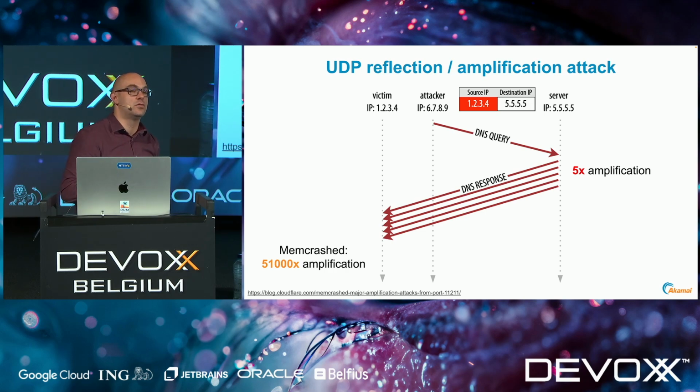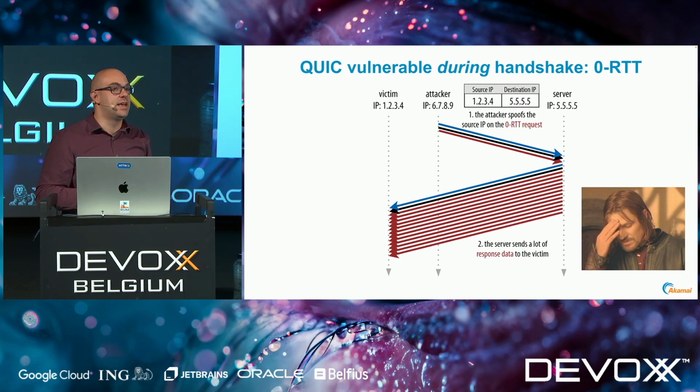Now 5 times sounds bad, but it's actually quite manageable on today's internet. But there have been cases of bugs, for example the memcrashed bug a couple of years ago, that had up to 51,000 times amplification, and that of course gets out of hand really quick, right? So this is something we need to protect against in QUIC as well. Because of course, like we said, the transport level handshake protects against this.